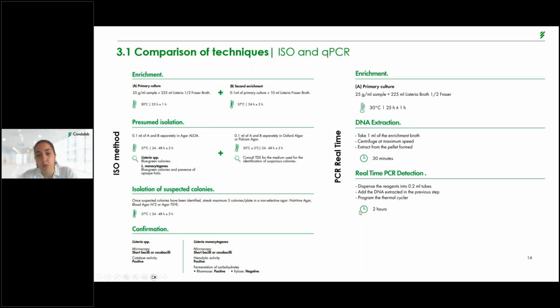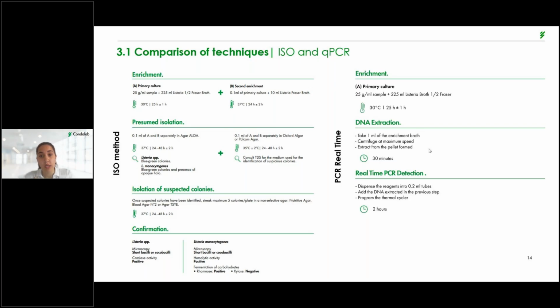Then we can talk about real-time PCR. We have to start as with the ISO method with a primary enrichment in Half-Fraser broth, and with that one is enough. And from then we will move to the DNA extraction step. We just have to take 1 milliliter from this enrichment and centrifuge it, and we will form a pellet. And from that pellet we will do the DNA extraction. These steps can take us from 20 to 45 minutes depending on the kit that we choose.